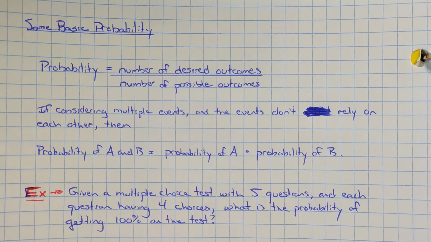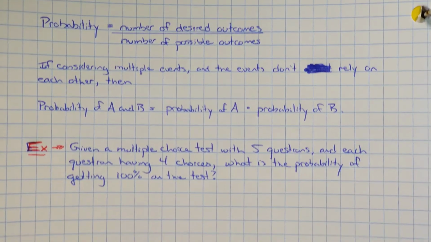If there are multiple events and they don't affect each other, like what are the odds of flipping a head 3 times in a row, then you just multiply the probabilities. The first probability is 1/2. In your first flip, you can get a head or not get a head, so 50%. And then 50% for the second flip of getting a head, and 50% on the third flip of getting a head. So let's take a look at that concept in terms of a multiple choice test.